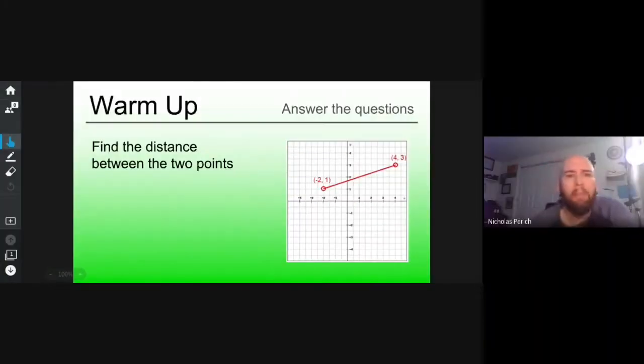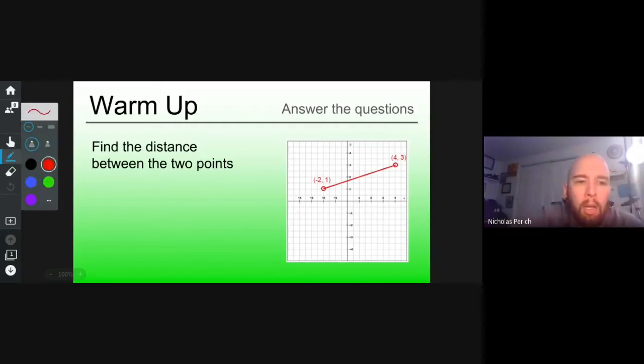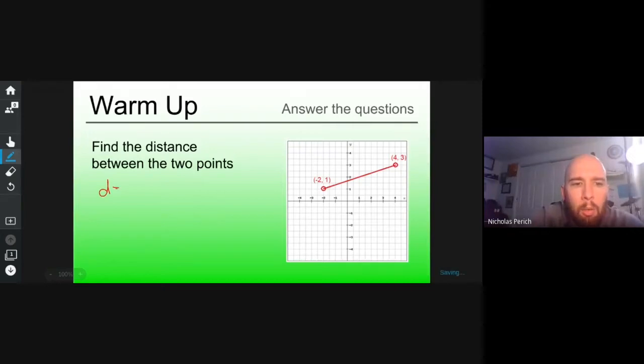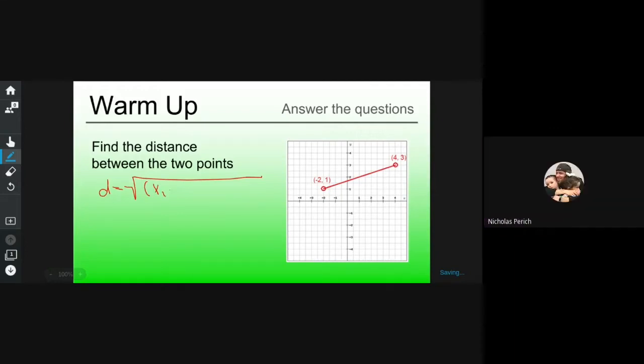So find the distance between 2 points. Distance formula. Let's write it out. D equals big square root, x sub 2 minus x sub 1, close parentheses squared, plus y sub 2 minus y sub 1, close parentheses squared.